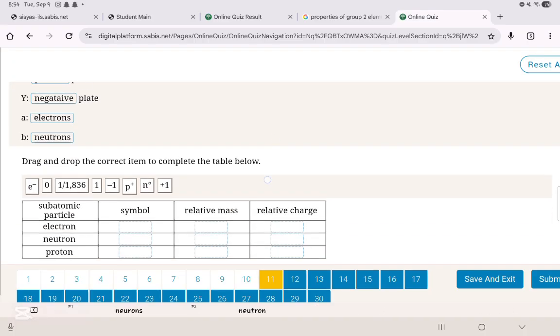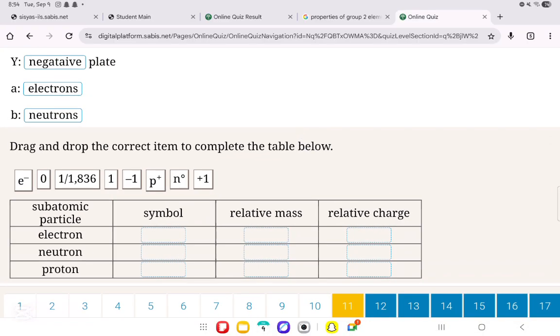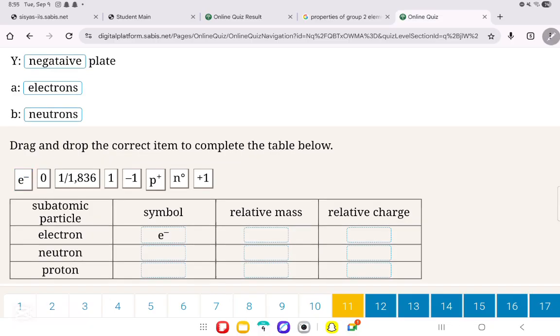Now, you should know these. The electron is a subatomic particle. It has a symbol of e-. It has a charge of -1 and its relative mass is 1/1836. Neutron has a symbol which is n0. It has a charge of 0 and it has a mass of 1. Proton has a charge of +1. It has a symbol of p+, and it has a mass of 1.